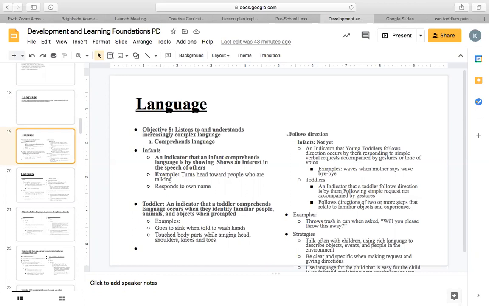Some strategies to implement in the classroom. Talk often with children using rich language to describe objects, events, and people in the environment.